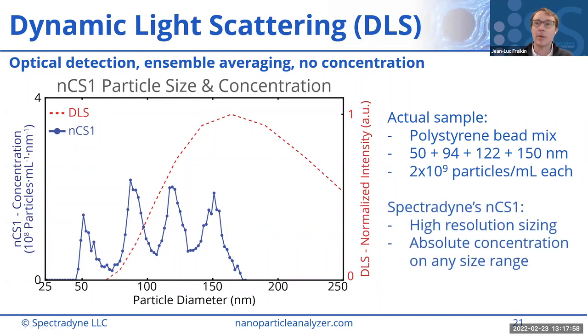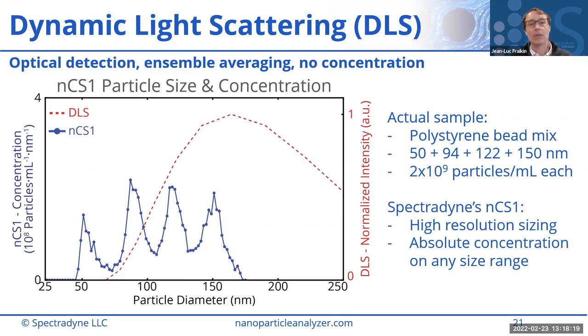The NCS1 MRPS, in contrast, gives the high resolution sizing that you're looking for to actually know what's in the sample, and can deliver the absolute concentration on any size range. And so this is what we learned by looking with a fundamentally orthogonal measurement technique, right? Not looking at it just with dynamic light scattering.